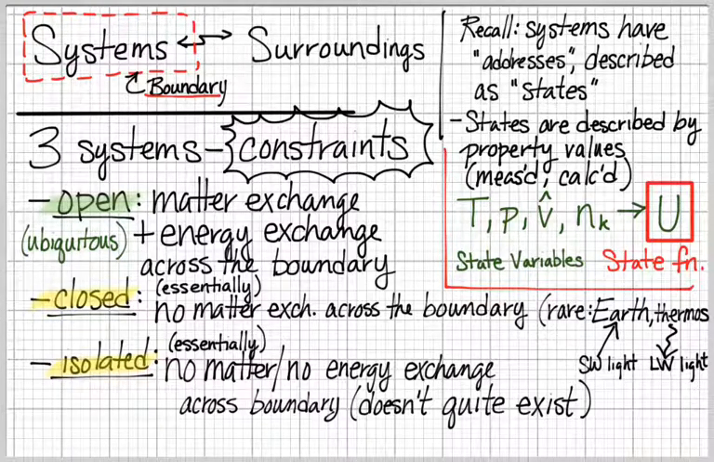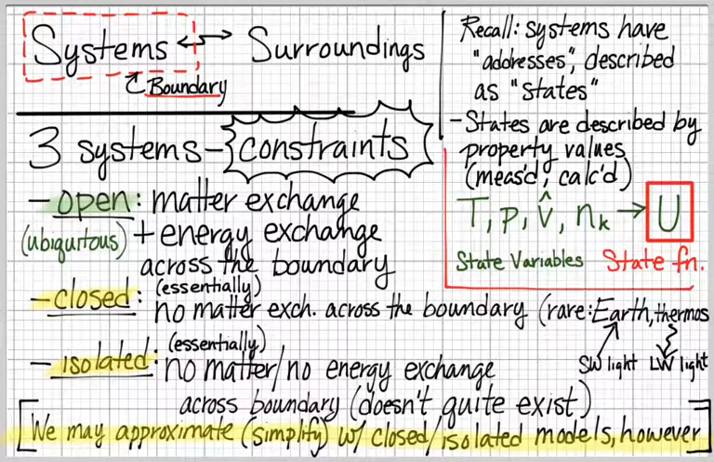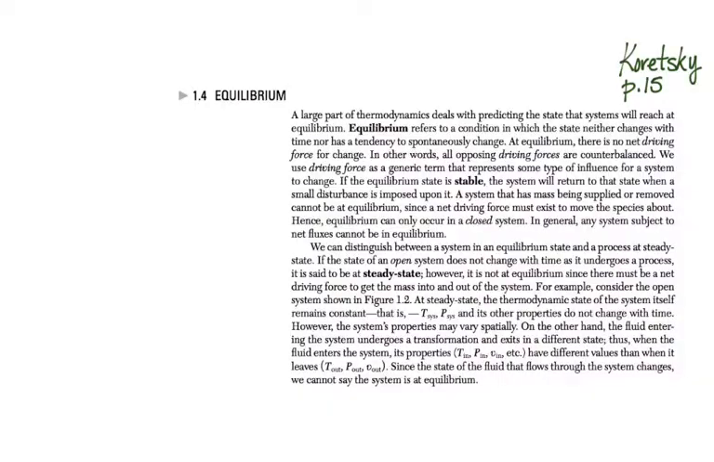Okay. But again, we'll be talking about closed and isolated systems quite a bit because we can learn a lot from systems that are more constrained, and we approximate or simplify a system as closed or isolated to functionally get a better understanding of the way things work. Right? Okay, let's move on.